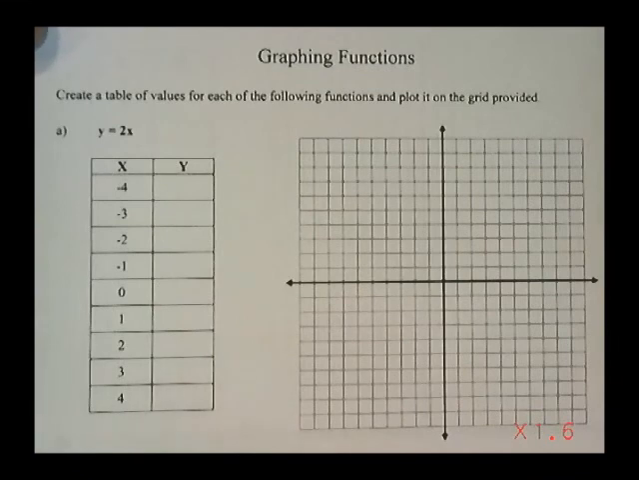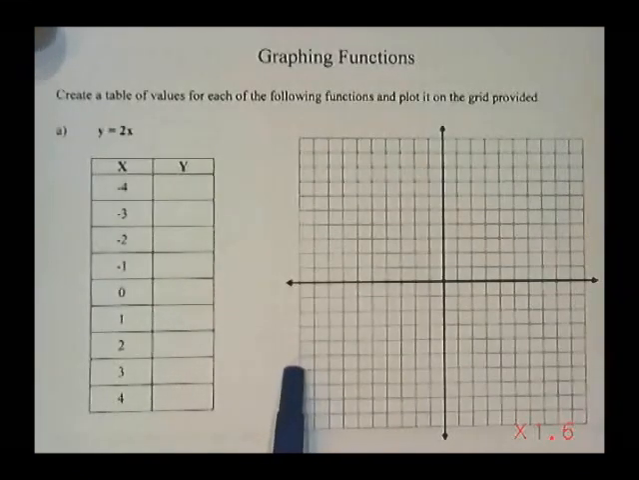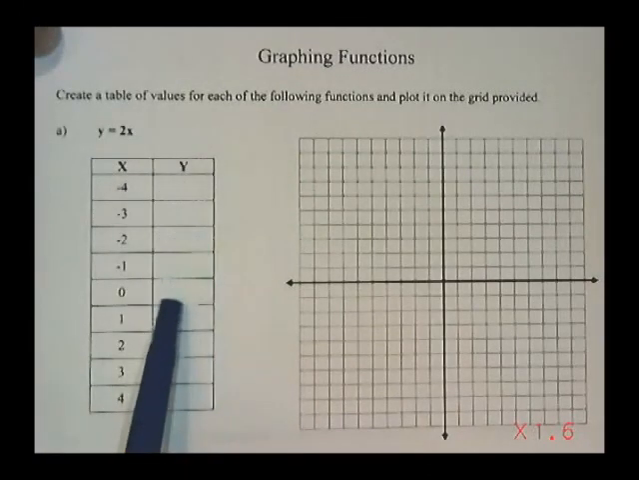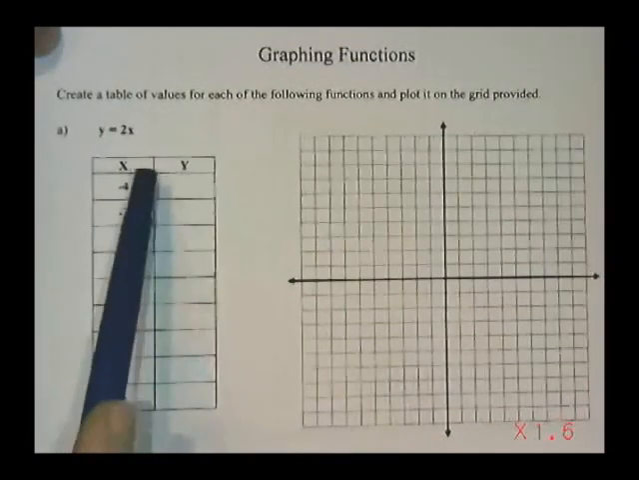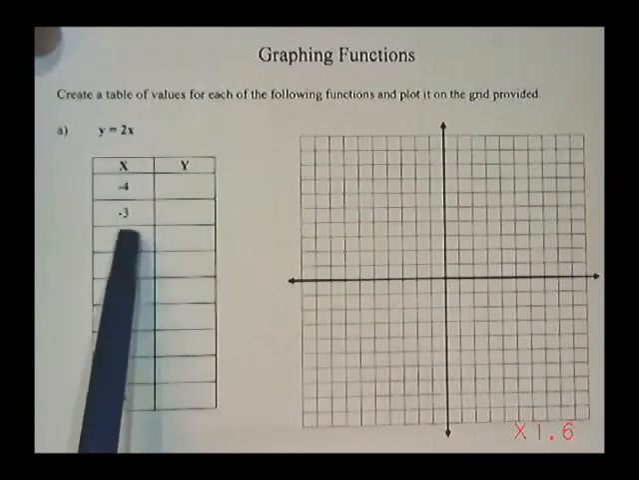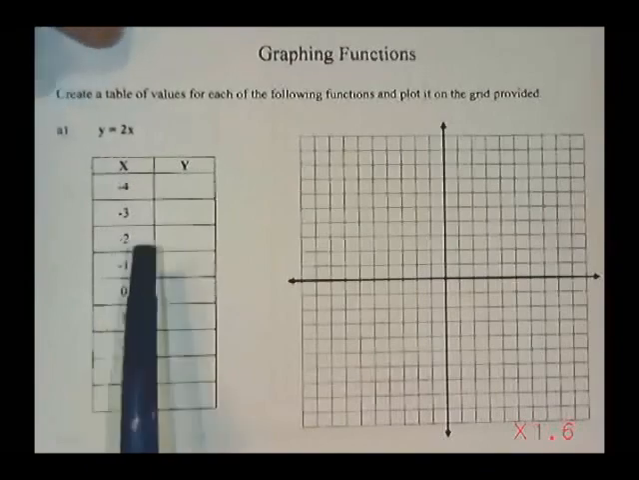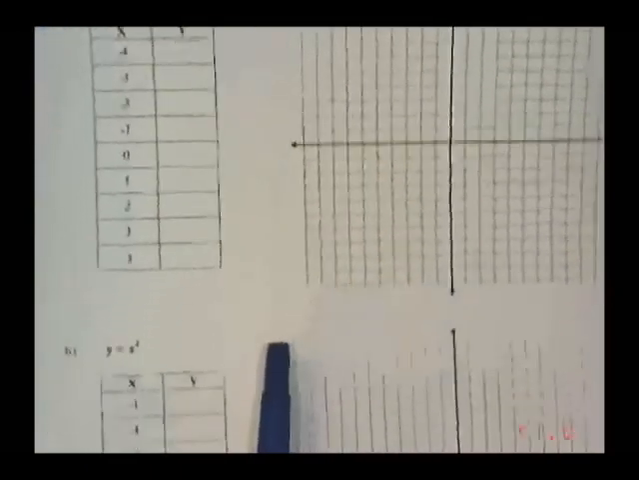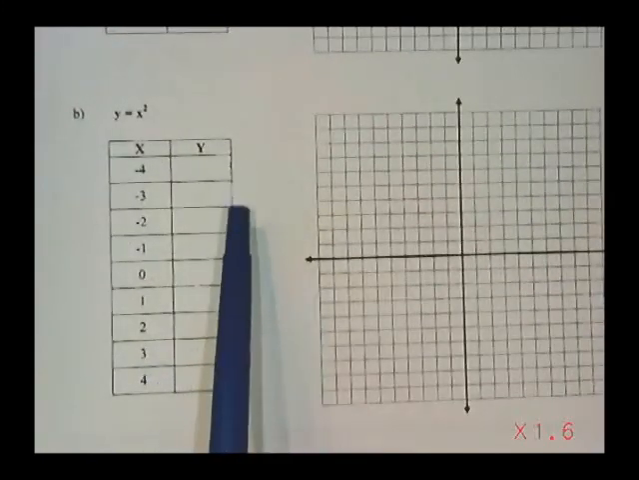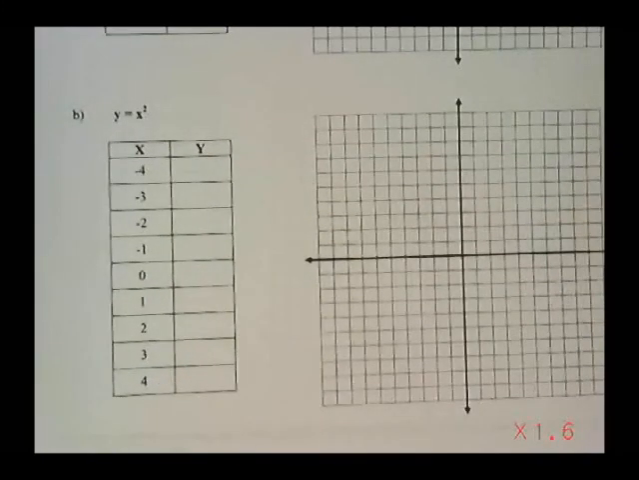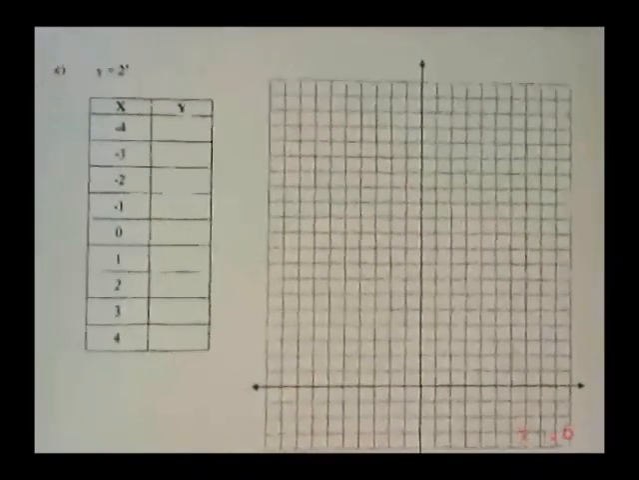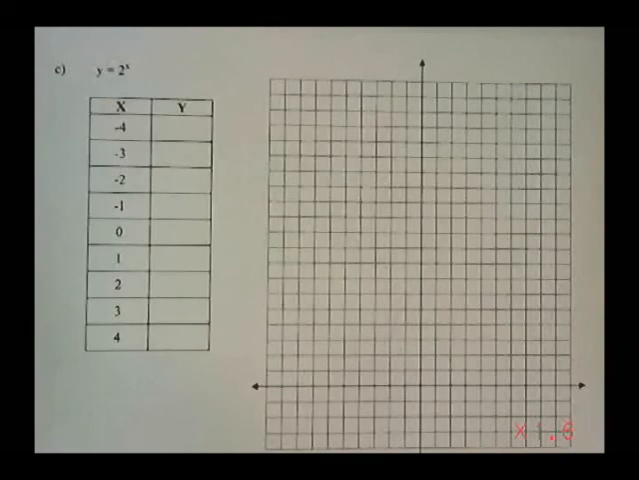At this point, I'm going to ask you to take the remaining sheets on graphing functions and construct for yourself a table of values. So we've done that once already. All you're going to do is substitute in the numbers for x. So 2 times -4, 2 times -3, 2 times -2. Plot your points. You're going to do y equals x squared. We've seen that in the last unit. Make yourself a table of values and then plot your points. And then y equals 2 to the x. We've seen that one already in the previous part of the lesson.